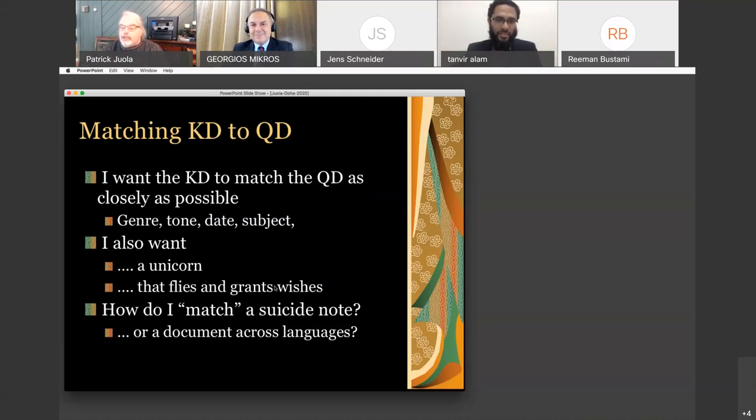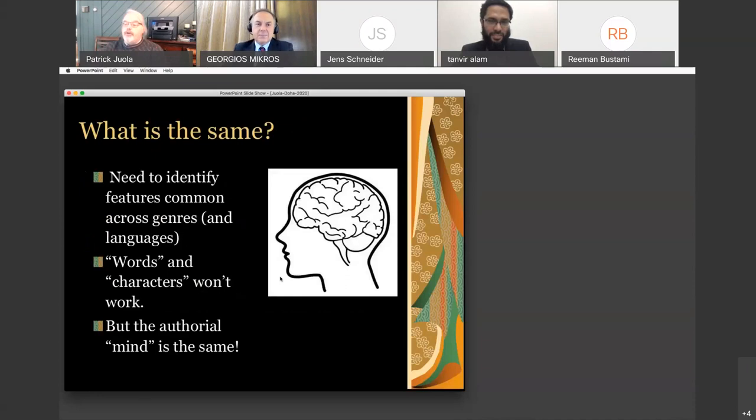I can't match a suicide note because generally people don't write more than one suicide note. That is a very underrepresented genre, especially on a per person basis. But I also can't match documents across languages. We can talk about the features lining up, but when we're looking at different languages, there aren't necessarily features that line up.